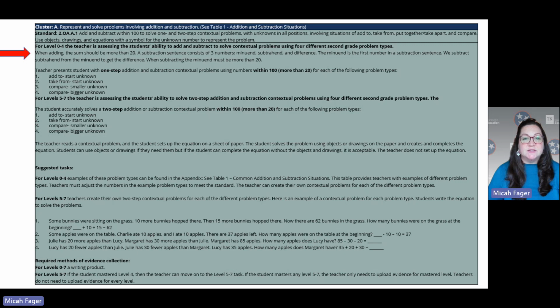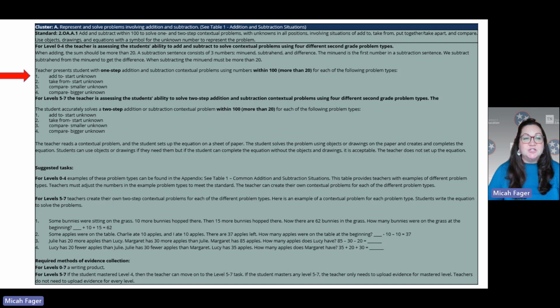A subtraction sentence consists of 3 numbers: a minuend, a subtrahend, and the difference. The minuend is the first number in a subtraction sentence. We subtract the subtrahend from the minuend to get the difference. When subtracting, the minuend must be more than 20. So keep in mind when you are creating or using your contextual problems that your sum and your minuend must be more than 20.